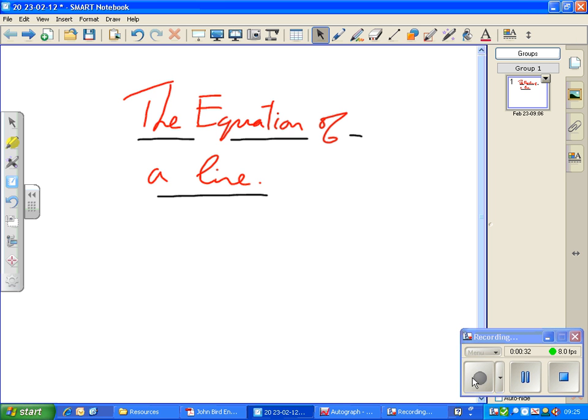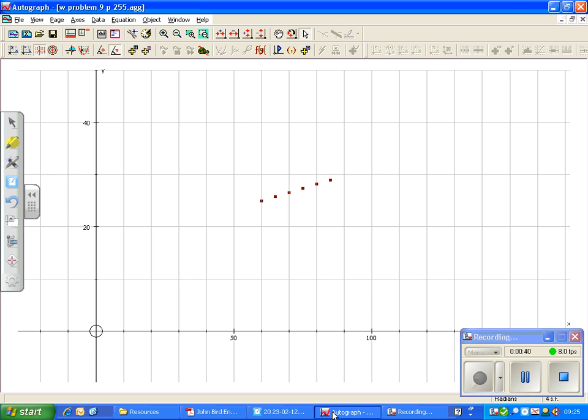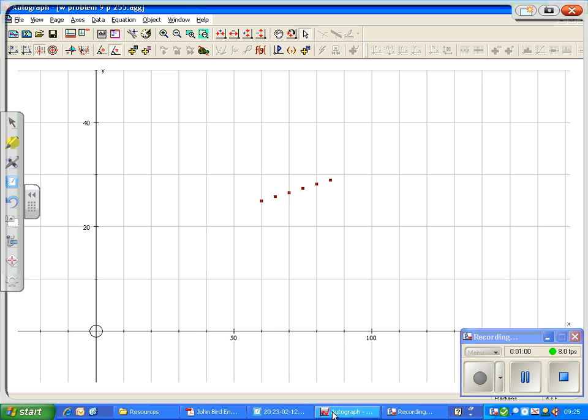If I've done an experiment and got some data and put the points on a graph, for example, using a piece of graph plotting software like Autograph that you'll become familiar with as we go through the course, I can use Autograph to zoom in on the data to see where the points are. But what I'm interested in is drawing some sort of function that describes the points.